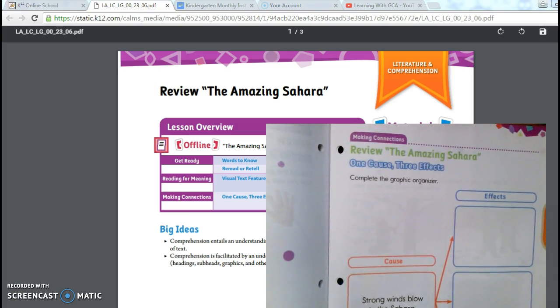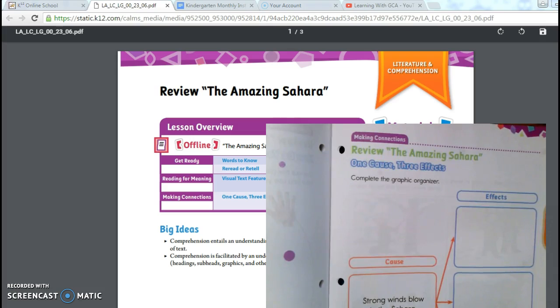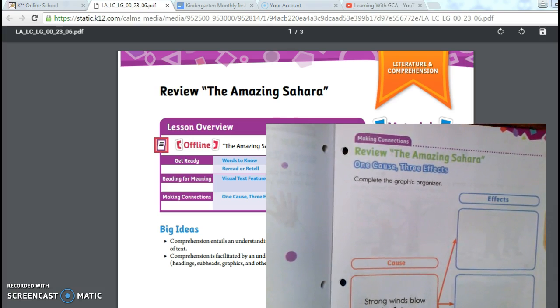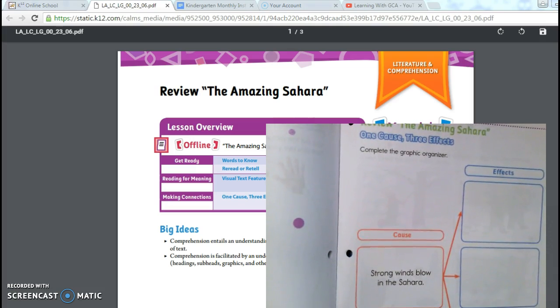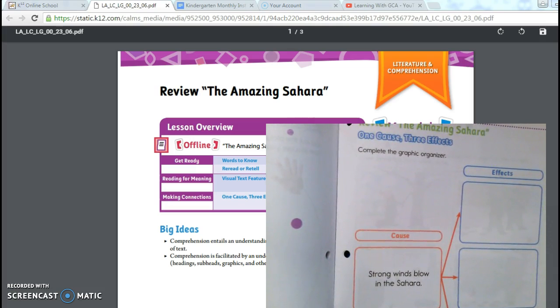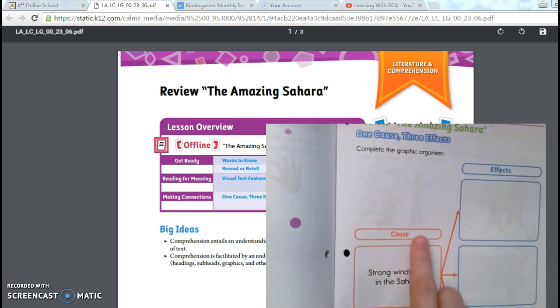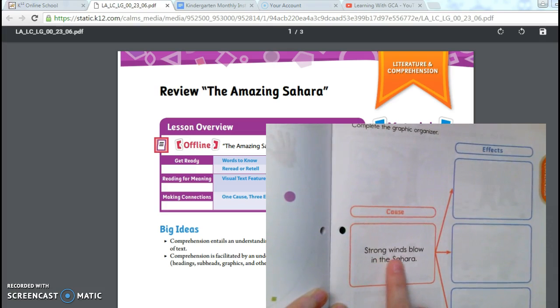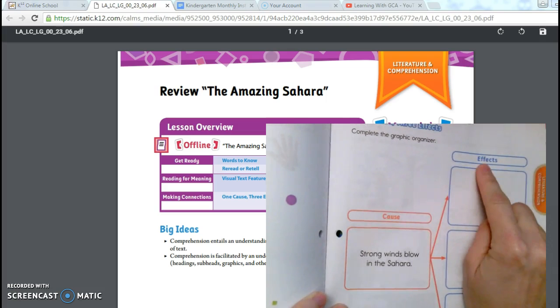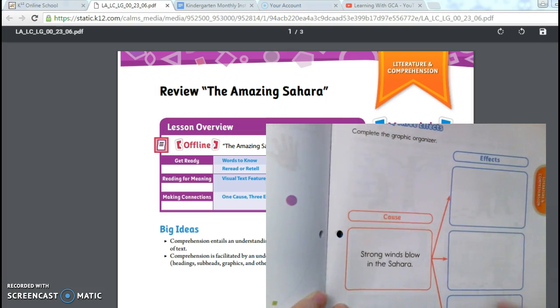Great job, friends. Now I would like for you to get out your Language Arts Activity Book, page LC 73. And here you will see a cause and effect graphic organizer. Now, in our last lesson, we talked about cause and effect. We talked about the cause is what you do, and the effect is what happens. Okay? Now, here we have cause, and it says cause, strong winds blow in the Sahara. Now, over here on the right, you have effects, and there are 3 empty boxes.